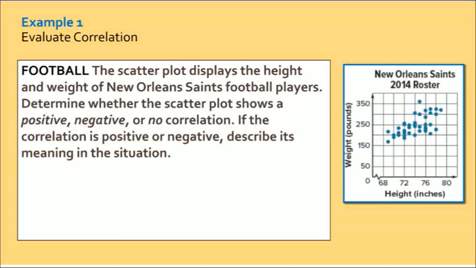So example one, the scatter plot displays the height and weight of New Orleans Saints football players. Determine whether the scatter plot shows a positive, negative, or no correlation. If the correlation is positive or negative, describe its meaning in the situation. So in the graph here, we can see they're all clustered together. But as you notice, as you go to the right, the weight does increase.